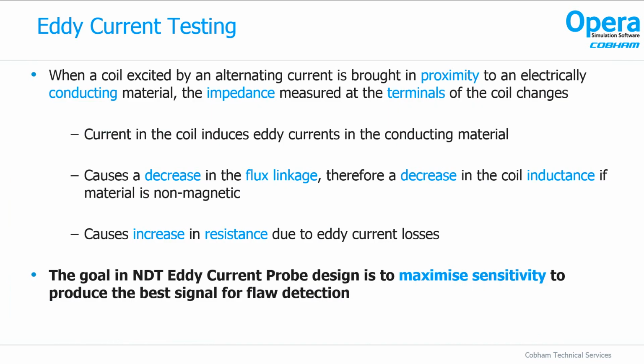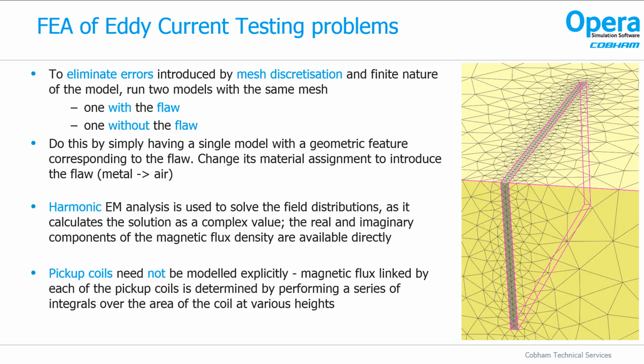Conventional eddy current testing is based on the fact that when a coil excited by an alternating current is brought in proximity to an electrical conducting material, eddy currents are induced, and the impedance measured at the terminals of the coil changes. The goal in the design process is to maximize sensitivity of the assembly.